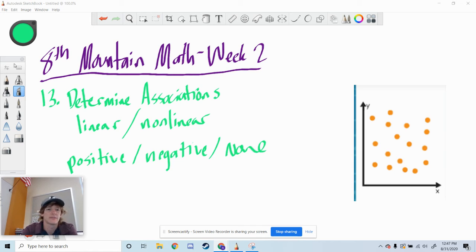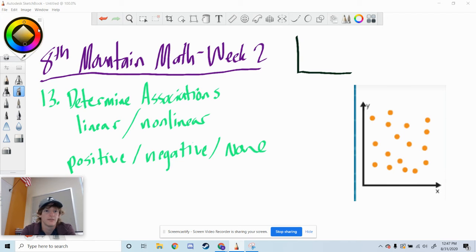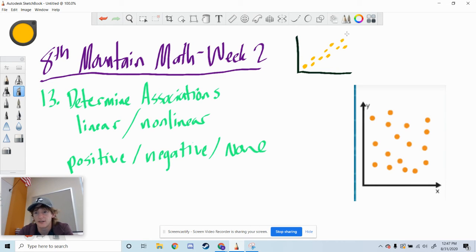I'm going to show you an example of what linear would probably look like. Linear, your dots would kind of be not perfect, but at least showing kind of like a line, okay? And they might be negative, okay? I'll grab blue on the same graph. I'll show you what a negative linear one might look like. So the blue one would be negative, the orange one would be positive.